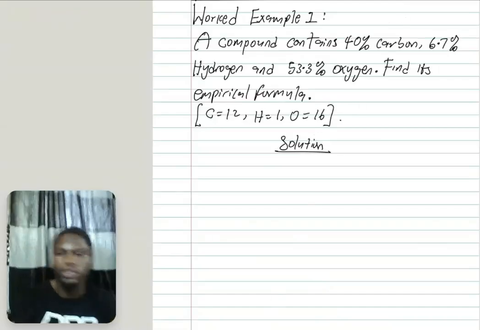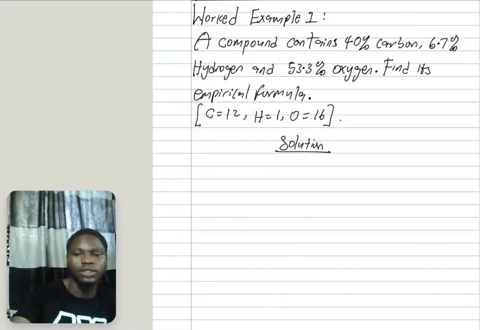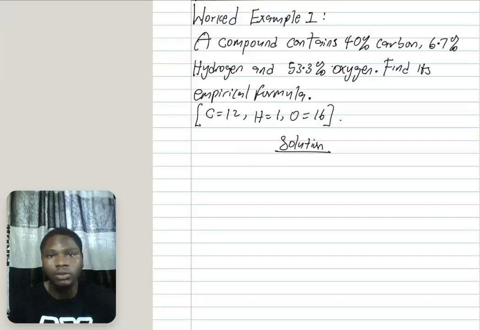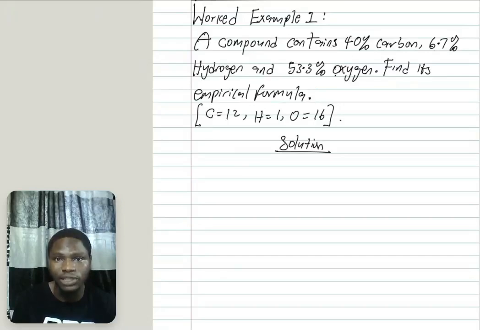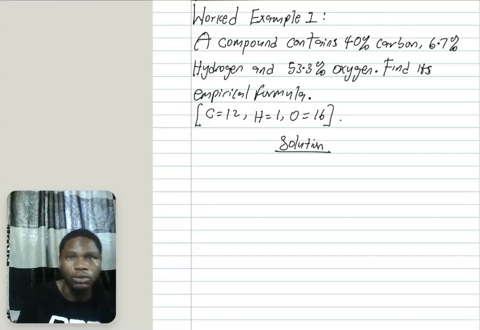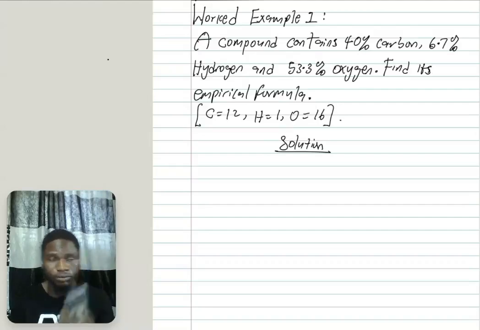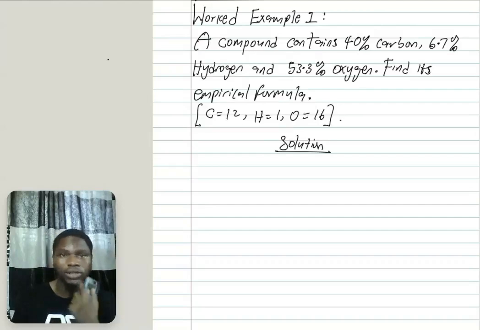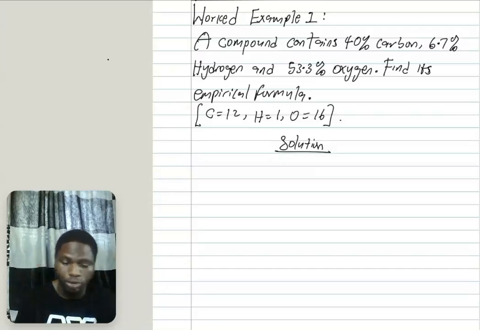Okay, we have this question on empirical formula. They said that a compound contains 40% carbon, 6.7% hydrogen, and 53.3% oxygen. Find its empirical formula. You see, this topic will require you to use a calculator. If you're a YX student, you have your calculator. If you're a JAM student, the calculator is at the top of the screen, so you make use of them.